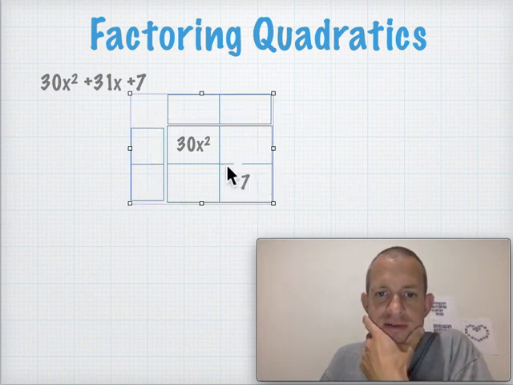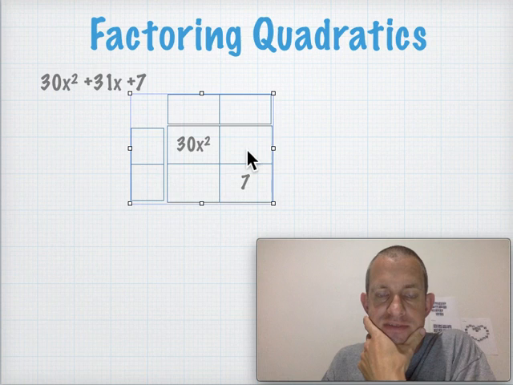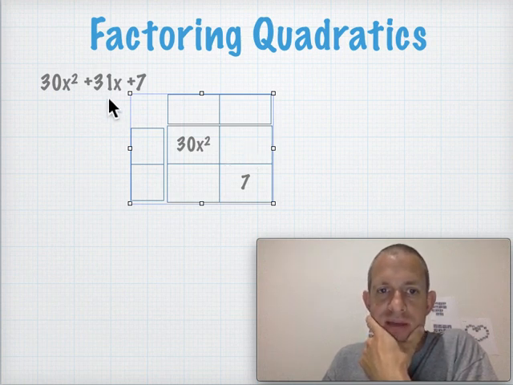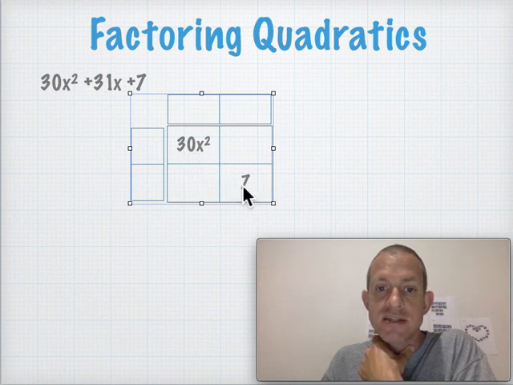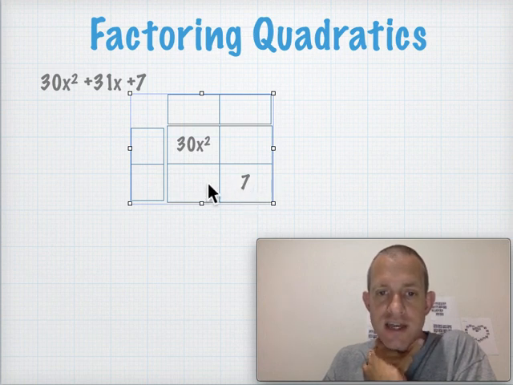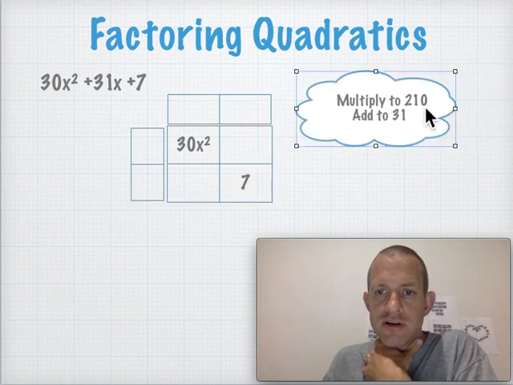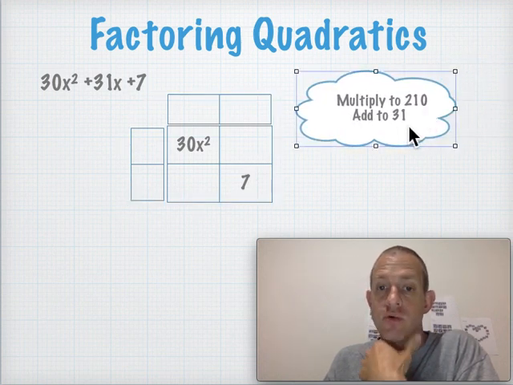And then these two terms have to be x's, and they have to add up to 31. Also, in order to make it factorable, these two have to multiply to the same thing that this diagonal multiplies to. And so this diagonal, 30 times 7, is 210. So I need to come up with a combination of x's that multiply to 210 and add to 31.